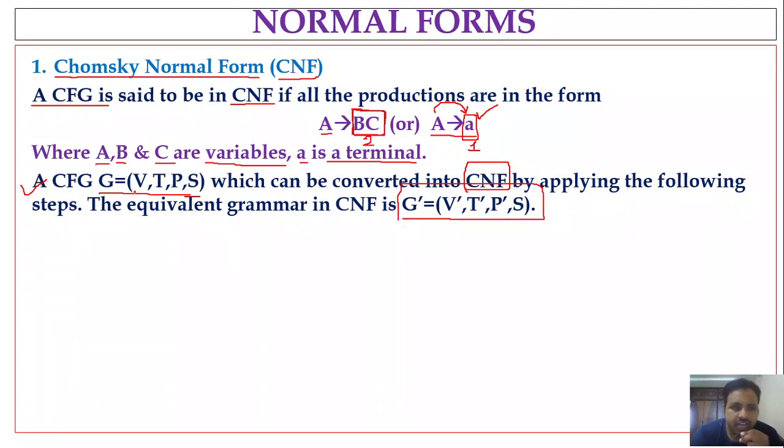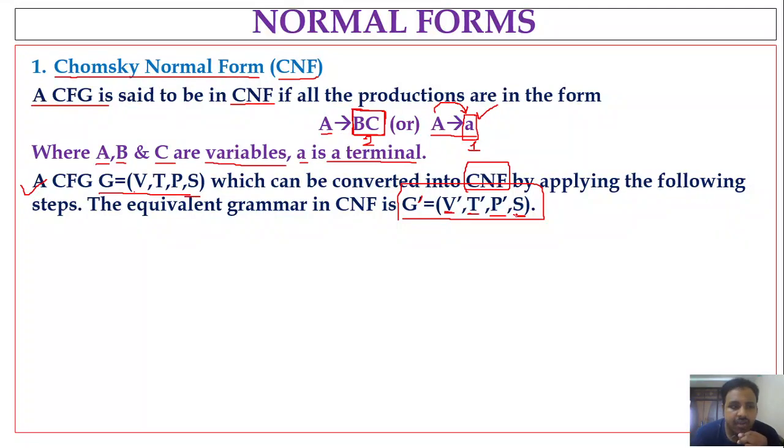Whenever we convert the given context-free grammar into CNF, the grammar will get changed. That means the number of variables may increase, the number of terminal symbols may increase, and production rules may be added, but the start symbol will remain the same. That's why we consider the change in the grammar as G dash is equal to V dash, T dash, P dash, S.